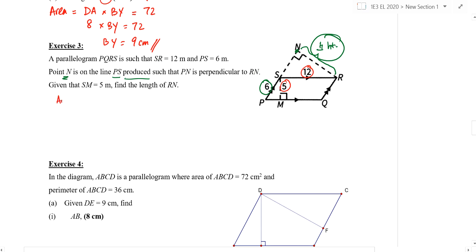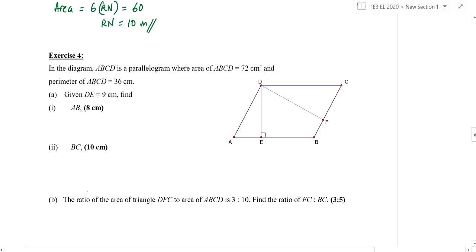So remember that area is the base times the perpendicular height, 12 times 5, which is 60 square meters. At the same time, the same area is also the base of 6 multiplied by RN. And this has to be 60 square meters too. So RN is now 10 meters. And we're done.